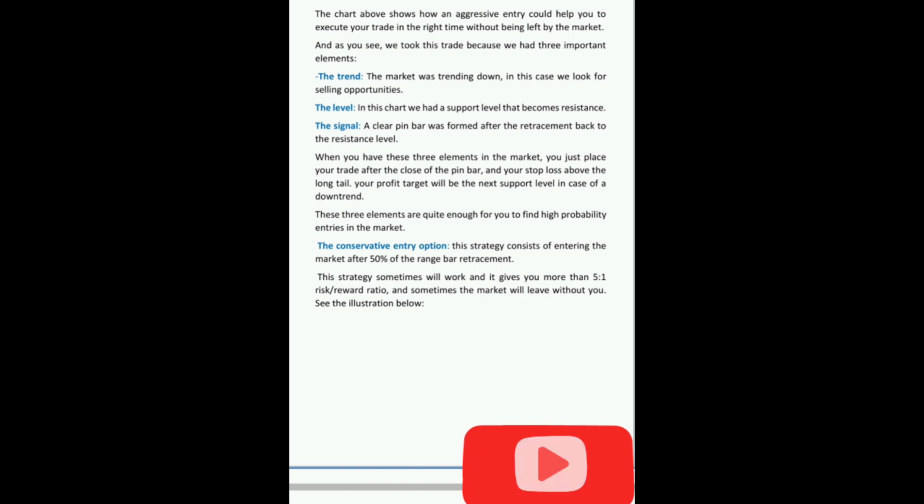And as you see, we took this trade because we had 3 important elements. The trend: the market was trending down, in this case we look for selling opportunities. The level: in this chart we had a support level that becomes resistance. The signal: a clear pin bar was formed after the retracement back to the resistance level.